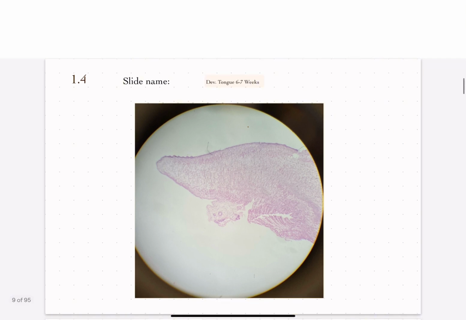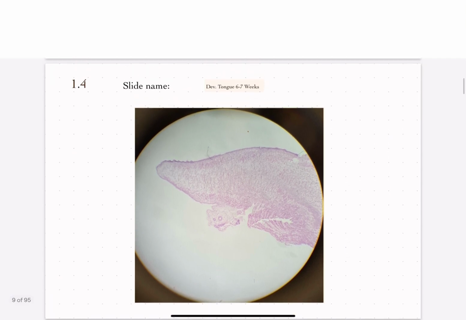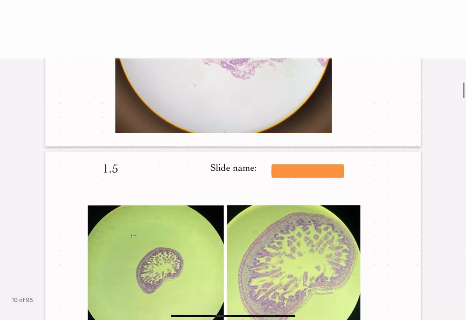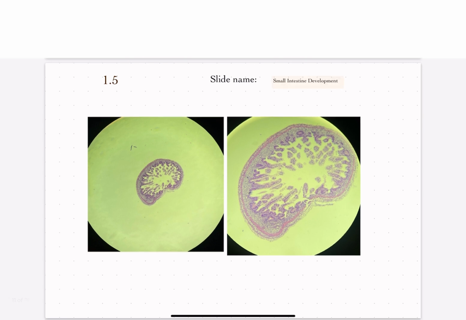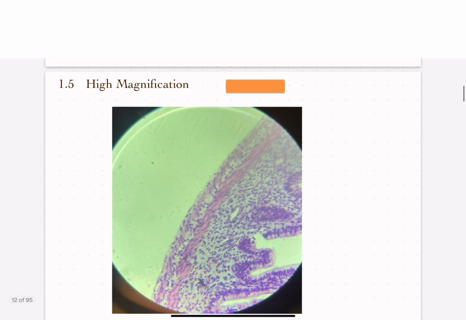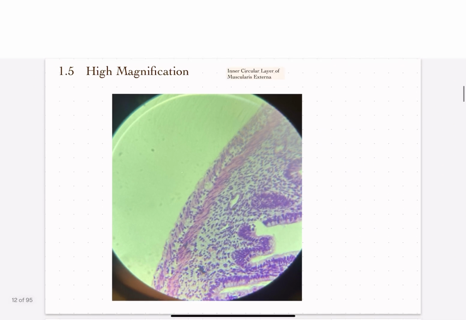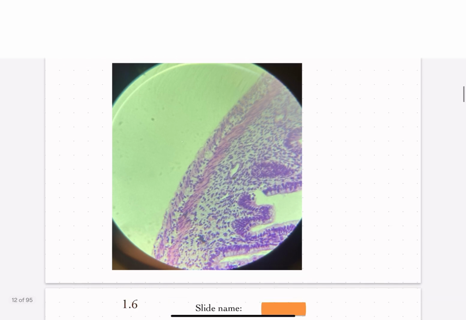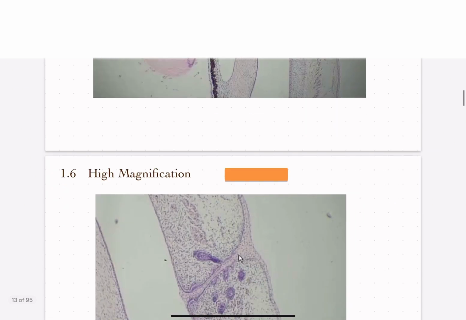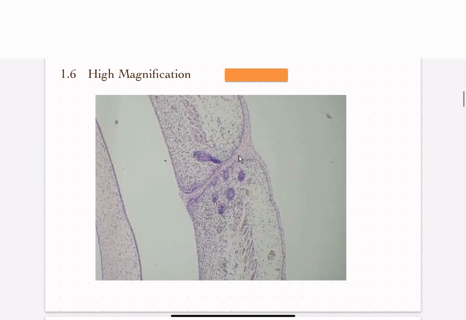Next slide is the developing tongue, 6 to 7 weeks. You have to write in the age. And then for the structure, it was a blood vessel. 1.5 slide name was the small intestine development. And then the structure was the inner circular layer of muscularis externa. I would have personally written muscularis externa. And then 1.6 is the eye development. The structure is the proliferating epithelium.